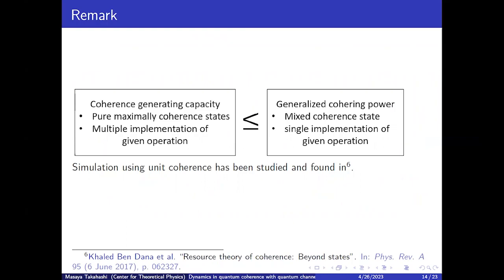Again, I want to emphasize the result here. The coherence generating capacity is upper bounded by the generalized coherent power, which is equal to the complete coherent power. This means the left-hand side is the pure maximally coherent state, which we can create by implementing the given operation multiple times, but it is less than the single implementation for mixed coherence. Roughly speaking, it is very hard to create a pure maximally coherent state compared to a mixed coherent state.